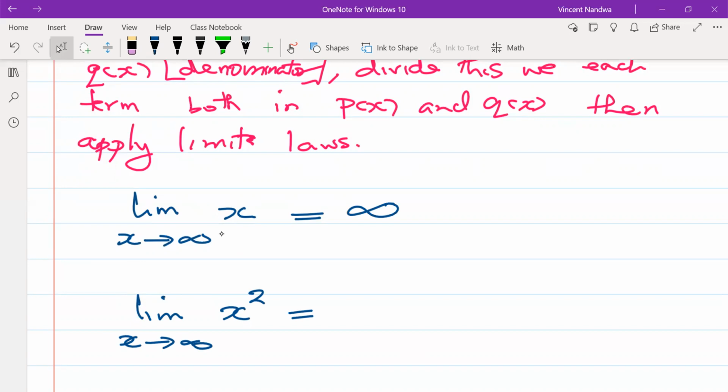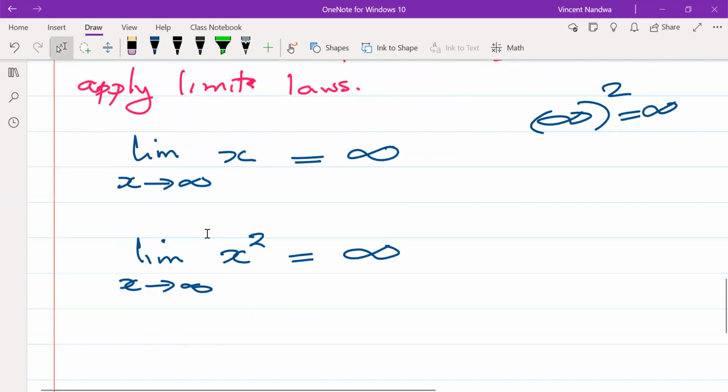Still be infinite, because remember, when you make x larger and then you square that value, you even get a very large number, okay? Yeah, so it's like we are saying infinity, which is a very large number, then you square, you also get a very large number. So still the value is positive infinity.